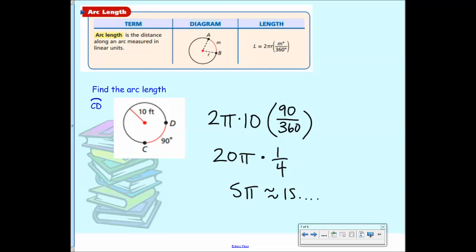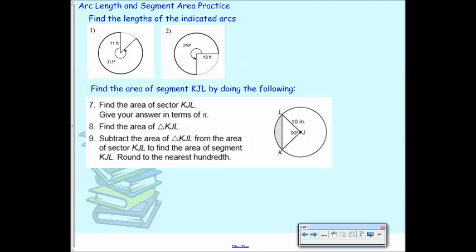Go ahead and do these 5, but this isn't really 5. This is just breaking this down into 3 parts for you. So you're just finding this area, but it's breaking it down and finding the sector, then the triangle, then subtracting. These 2, you're finding the arc length. So this outside, right here. Go.